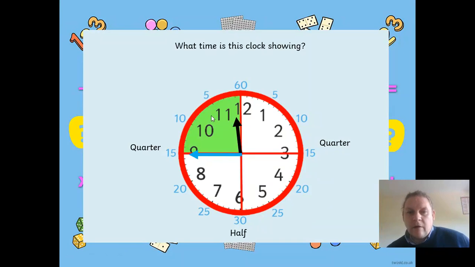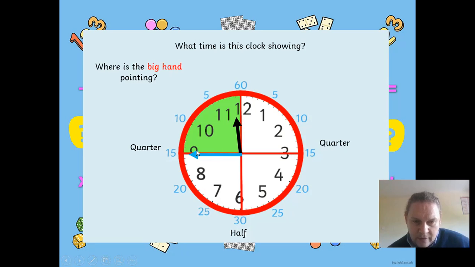Okay, everyone just got cut off there, but we were talking about where is the big hand pointing to? So the big hand was pointing to the 9, okay? And where is the little hand pointing to, or the hour hand? The hour hand is about halfway would be here. It's about half of halfway to get to the 12, okay? So it's got a little way to go to get to the 12.